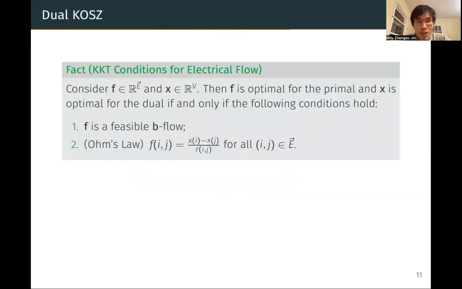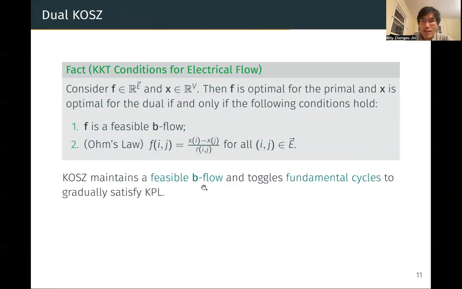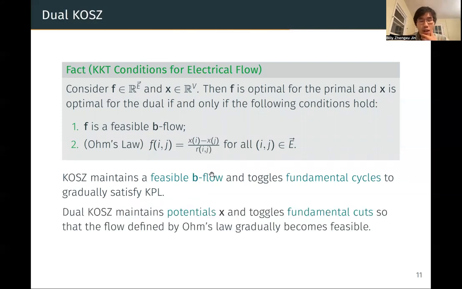All right, so recall the KKT conditions for electrical flow. And so what the COS algorithm did was it always maintained a feasible B flow, and it gradually toggled along fundamental cycles to gradually satisfy the second condition, Ohm's law or KVL. On the other hand, what dual COS will do is it's going to maintain potentials x, and it's going to toggle along fundamental cuts so that the flow obtained by Ohm's law gradually becomes feasible.